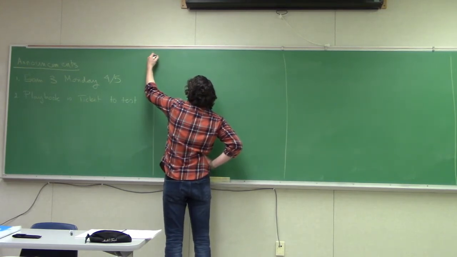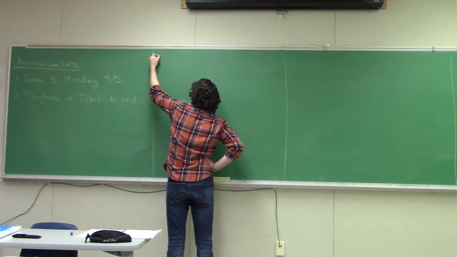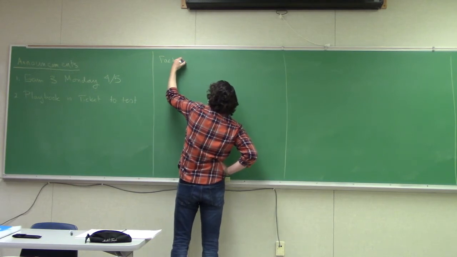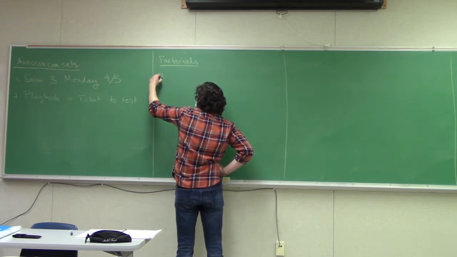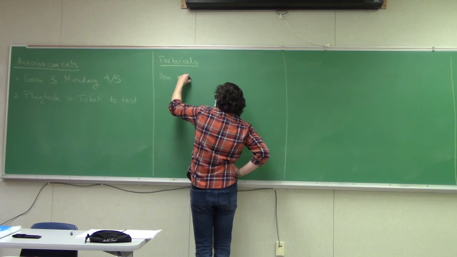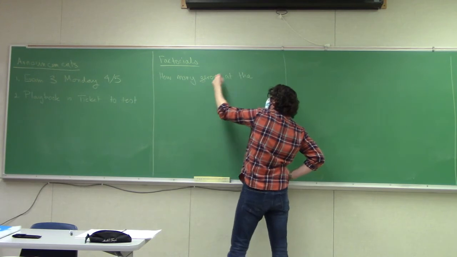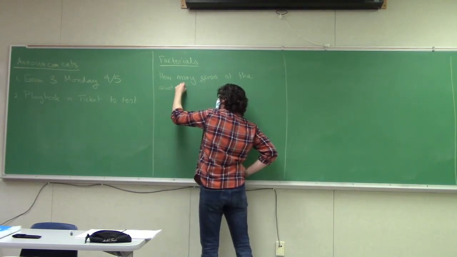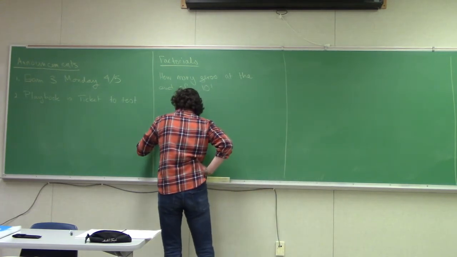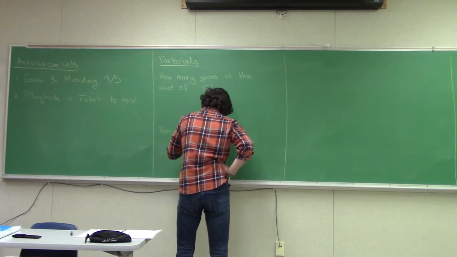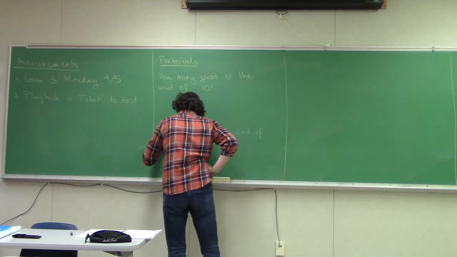Let me do one little thing here. We had talked a little bit about factorials, and there was a quiz question that gave a couple people some trouble. Let me try to answer this question. How many zeros at the end of 10 factorial? How many at the end of 30 factorial?